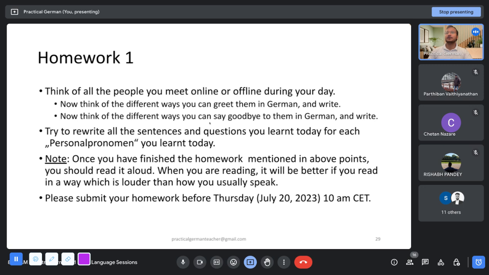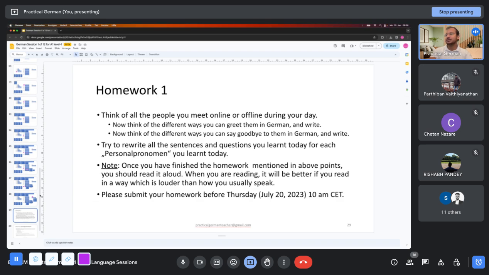I think this homework is not relevant because we did not do it. So the second homework is not relevant for you. That's the one homework that you want to do today: learn and please memorize the personal pronoun table.